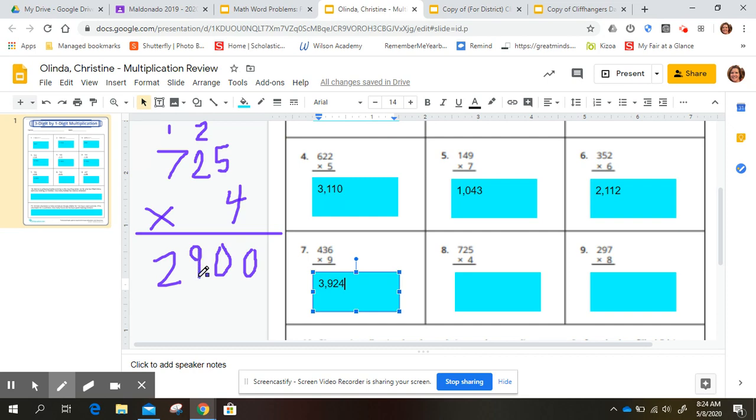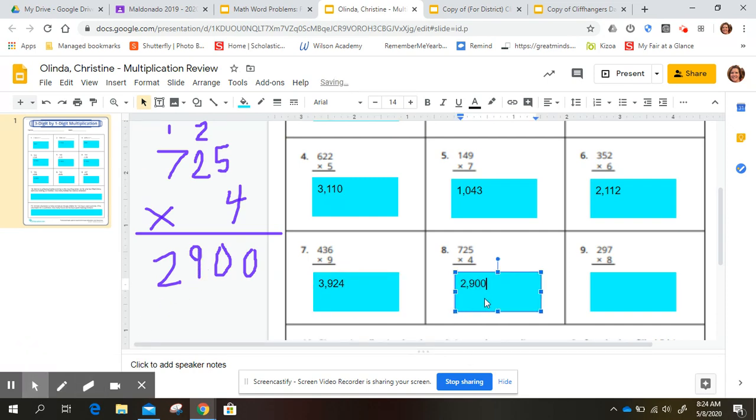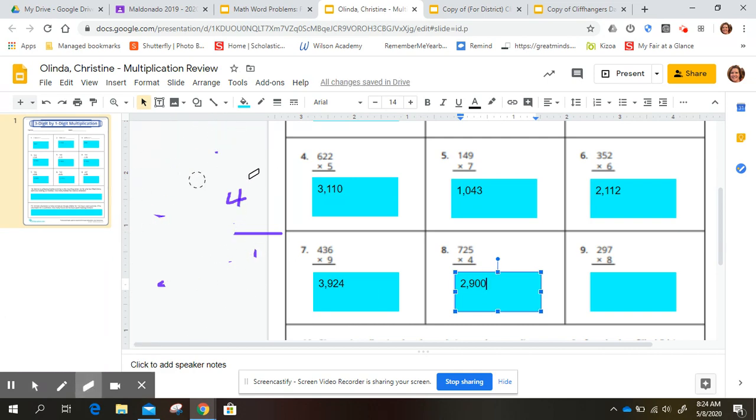If you're struggling with your facts, you can always grab your agenda and use your multiplication chart. And if you're still struggling with your facts, you definitely need to get on Reflex, because that'll help you start to learn them and memorize them. You'll definitely need that for 5th grade.